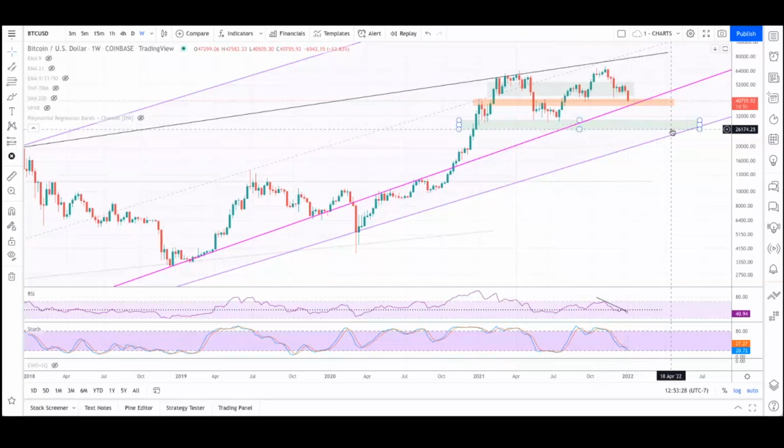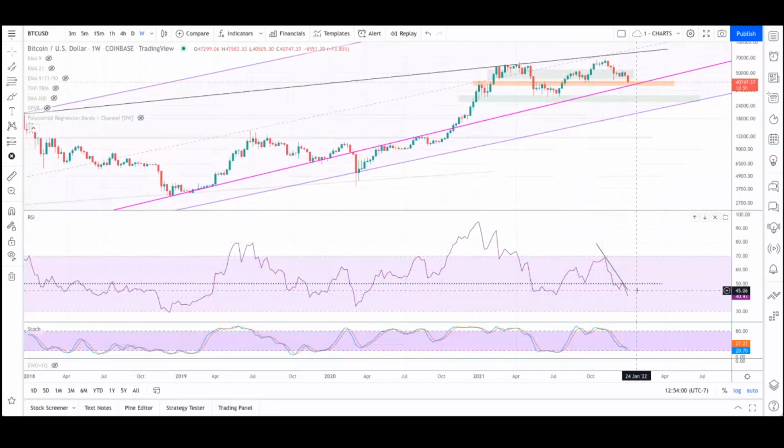And it could just faff around in there for a while if it wanted to, or it could try to find the channel bottom and bounce off. I would think, if it played out over the course of weeks, it may find this 25, 26 area before it decides to turn back up. So that would be April, May, thereabouts, unless it just went straight down. And there's nothing to say that it can't go straight down because, as I've noted in the past, when the weekly RSI is under 50, not so good things happen.